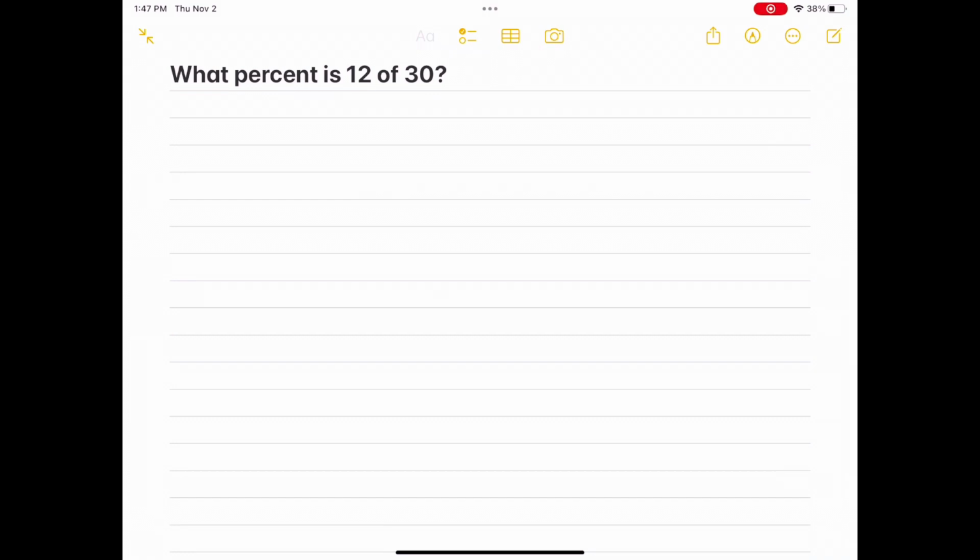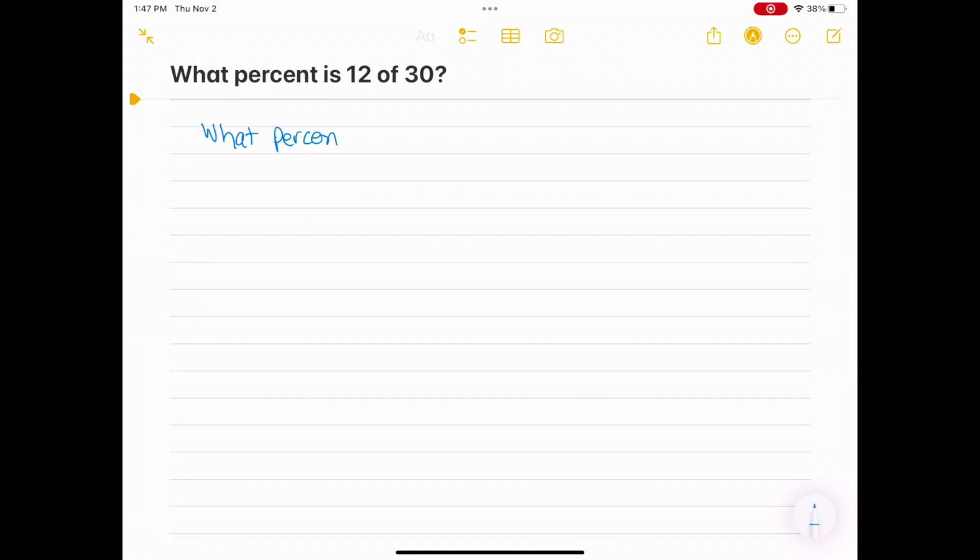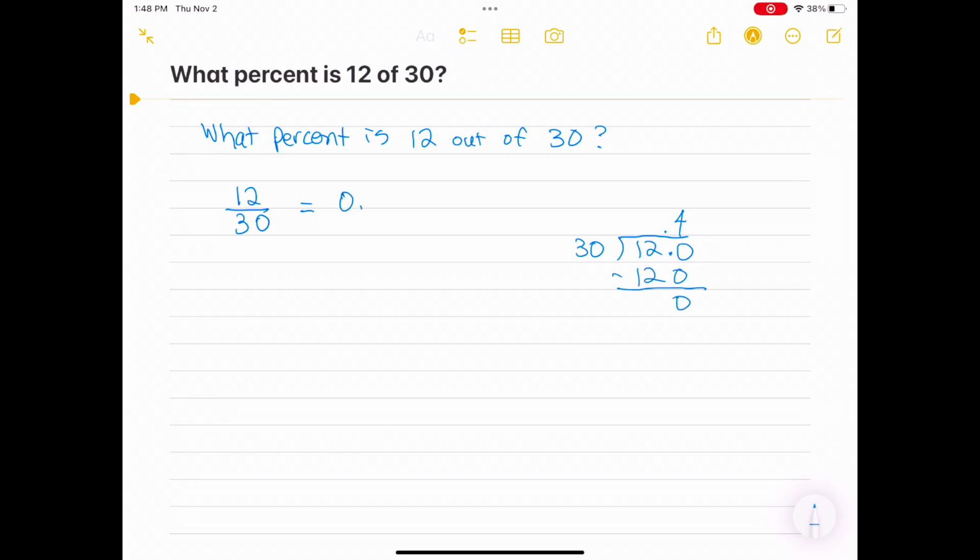What percent is 12 of 30? I will rewrite that question as what percent is 12 out of 30? So 12 out of 30 can be rewritten as 12 over 30 or 12/30ths. To convert a fraction to a percent, we first convert the fraction into a decimal by doing the calculation 12 divided by 30, which gives us 0.4 or 4/10. So we rewrite that as 0.40, and then we move that decimal place.